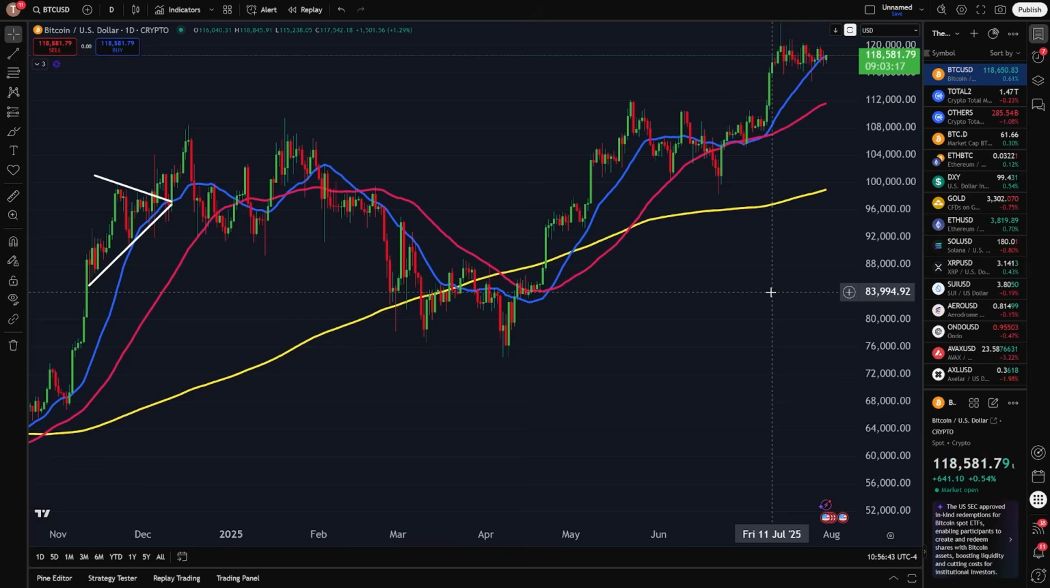Is price trading below all the moving averages? Is price trading above a lot of the moving averages? Well, we can deduce whether something's in an uptrend or a downtrend really fast, and the overall health of that specific crypto just by looking at what the moving averages are doing.